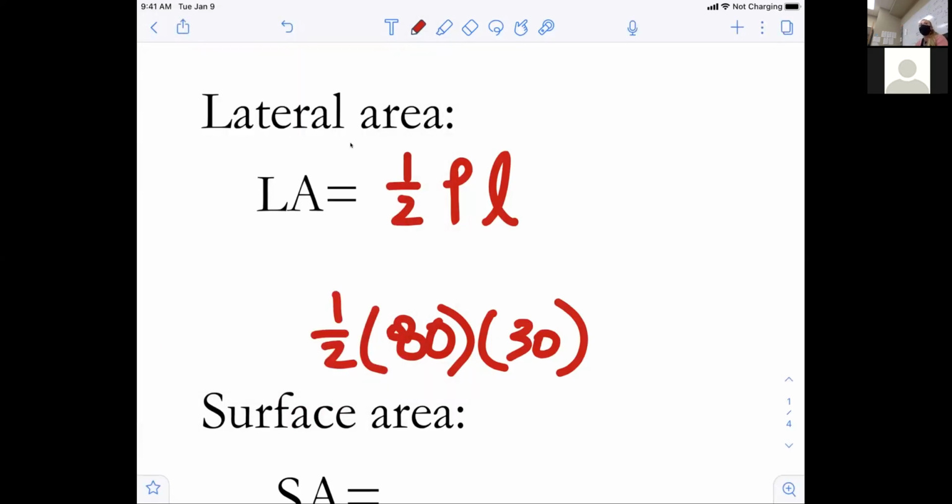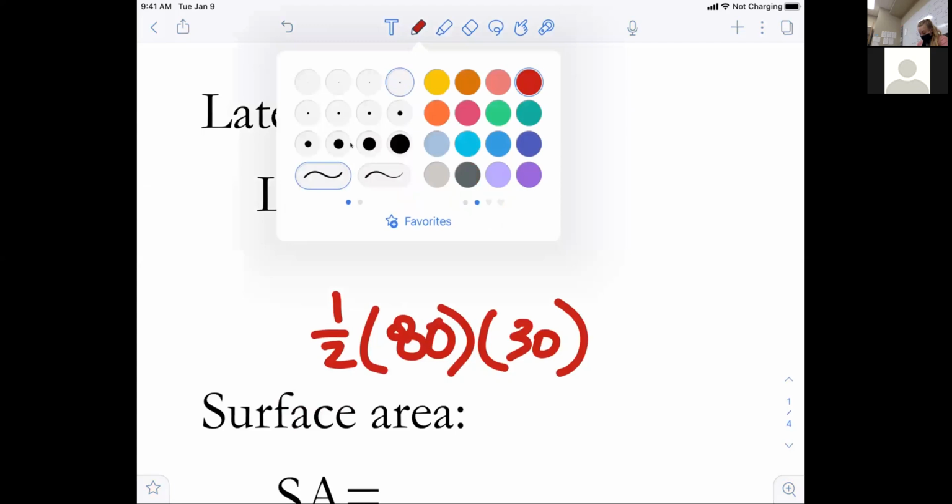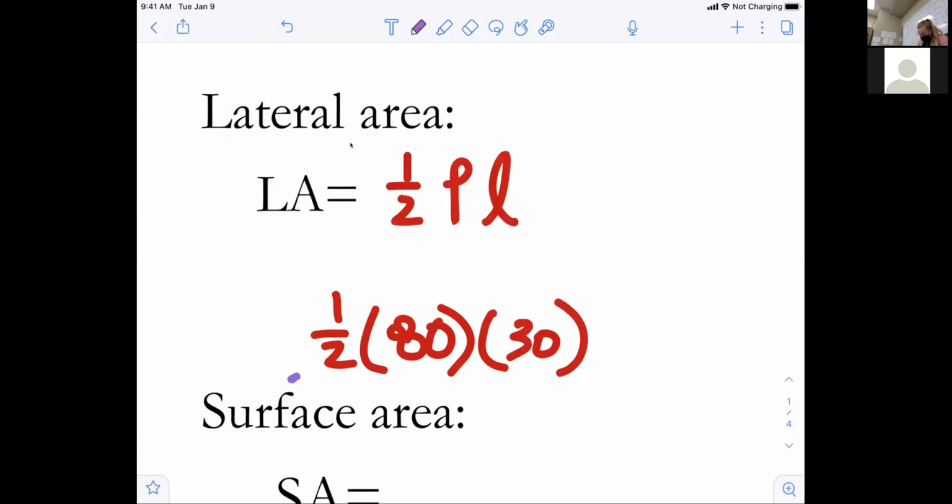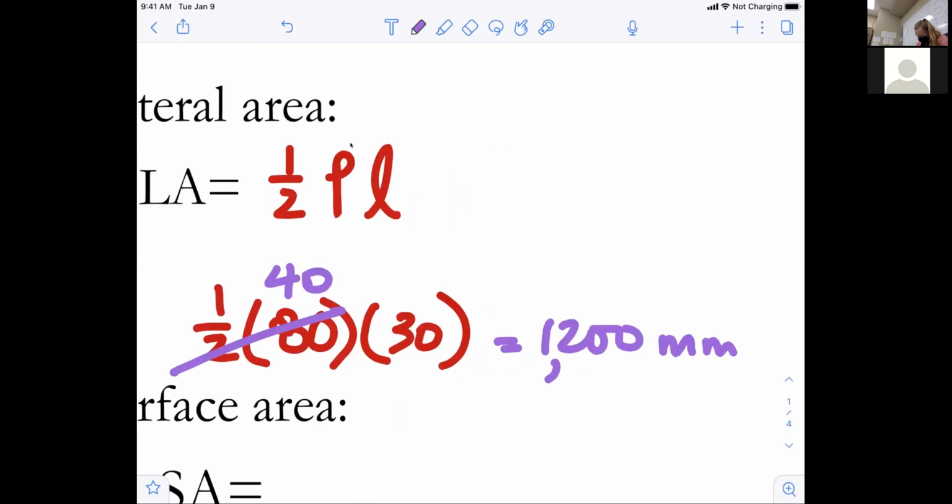So I'm going to do 1/2 80 times 30. Remember, you only have to do 1/2 of one thing or the other. You don't get to do 1/2 of 80 and 1/2 of 30, just 1/2 of one of them. I wrote 80 first, so I'm going to do 1/2 of 80, which is 40. 40 times 30, I believe, is 1,200 millimeters squared.